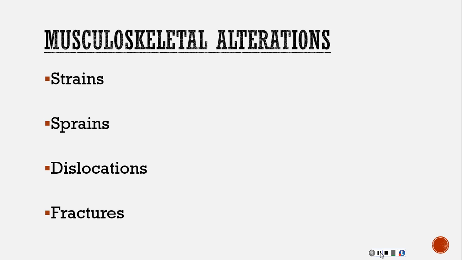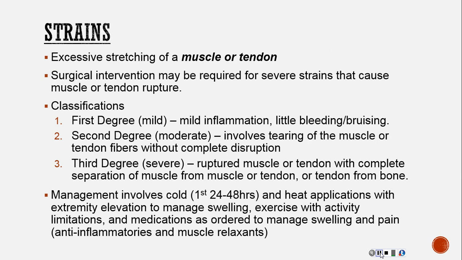A strain is the excessive stretching of a muscle or tendon. Surgical intervention may be required for severe strains that cause muscle or tendon rupture. This is usually what you hear referred to as a pulled muscle. An athlete pulled their hamstring or whatever muscle, they really had a strained muscle. That's what that's called.